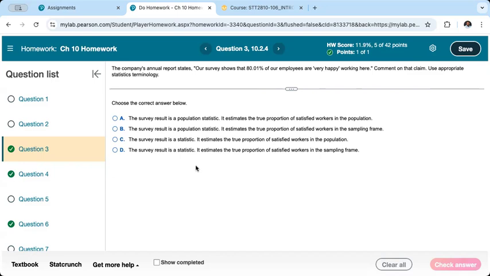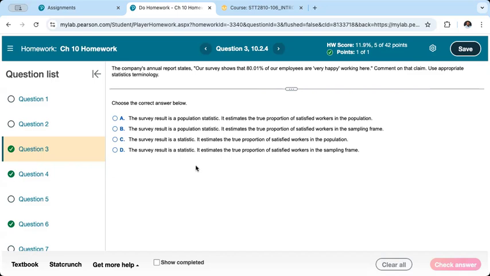So a statistic means a sample. Is that okay? Does that make sense? And then a population statistic means everybody. So what do you guys think? Is it a statistic or a population statistic? So we are told that it's a survey result. So it means that they spoke to some people, right? Some employees. So that result is a what? A statistic. Statistics is for what? Sample. Is that okay? So it means that our answer is going to be between C and D. Does that make sense? Okay.